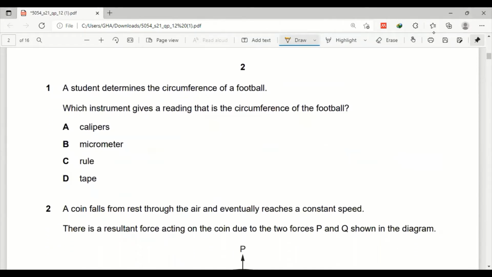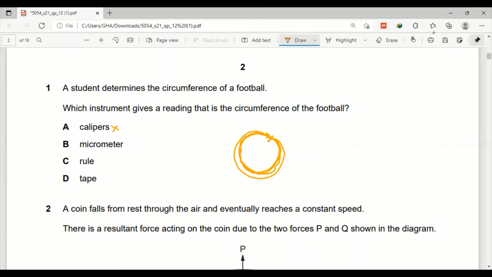The question is, a student determines the circumference of the football. So suppose this is the football, and we have to measure this circumference, this one. From this point to this point, we have to measure the length. Now the vernier caliper, which instrument gives a reading that is the circumference of the ball?